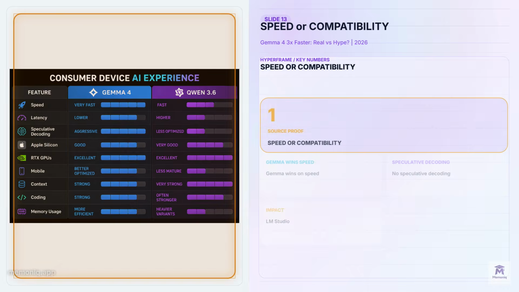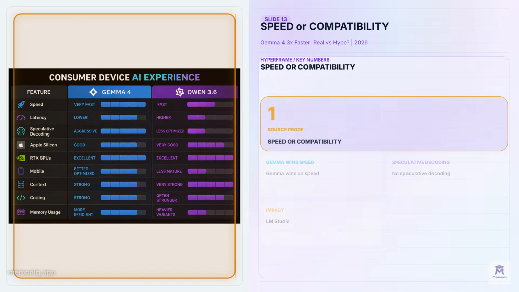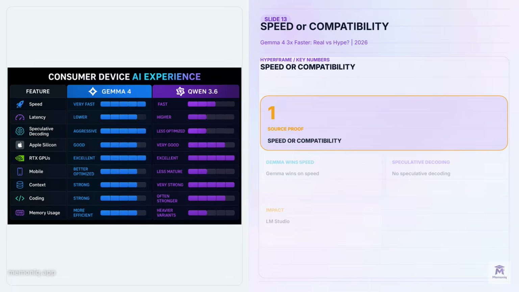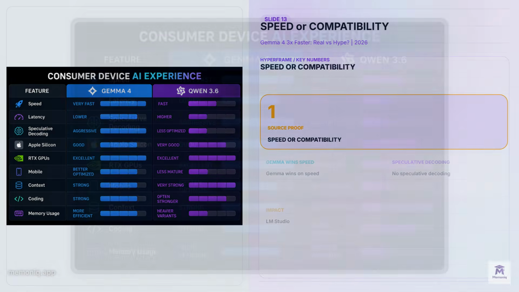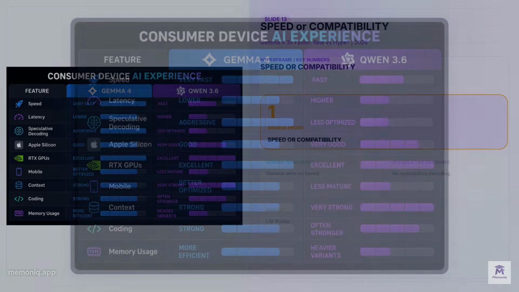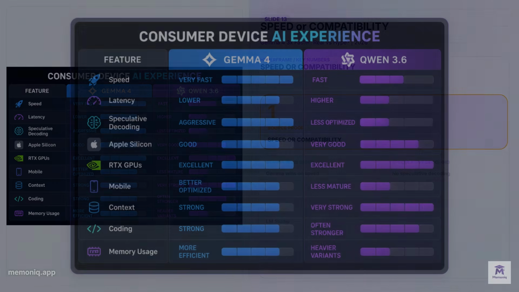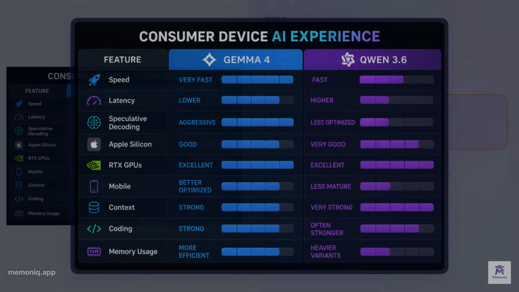Gemma wins on speed, Qwen wins on compatibility, and which one matters more depends entirely on what you're doing. Now the comparison you came for, Gemma 4 with MTP versus Qwen 3.6 consumer versions.